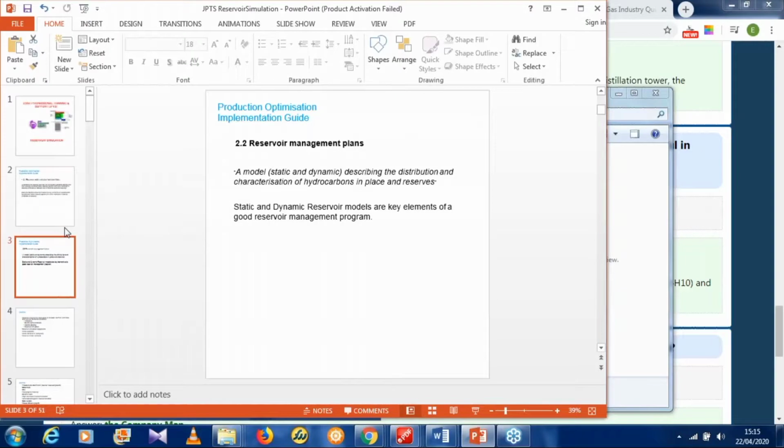Now, the reservoir management plan. This much, even if we don't get everything completely, I'll still get this across to us somehow.